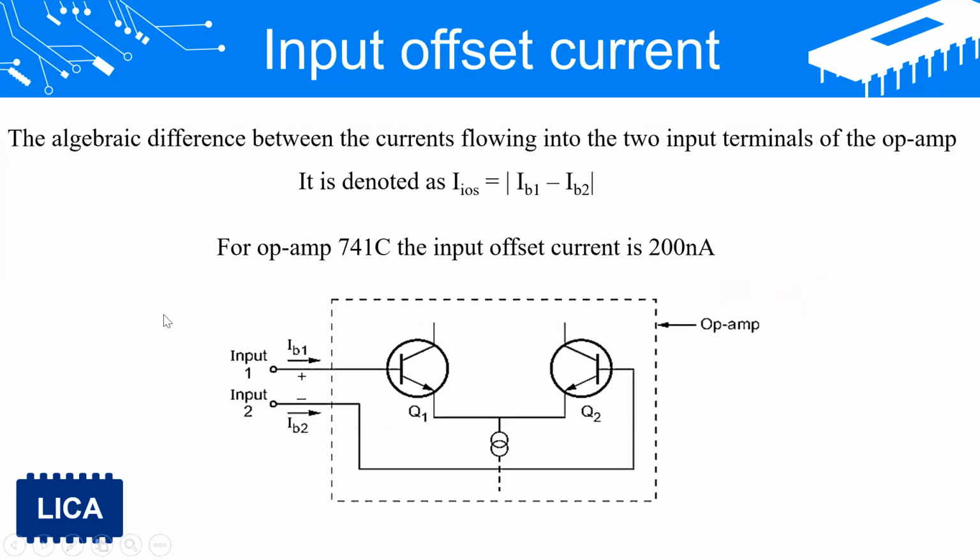Next, we will discuss input offset current. So what is meant by input offset current? If IB1 and IB2 are equal, then bias current compensation will work. Here we have an op-amp. This dashed line, this whole box, is denoted as the op-amp. The symbol of an op-amp is like this, no? Inside this op-amp, we have these two transistors.